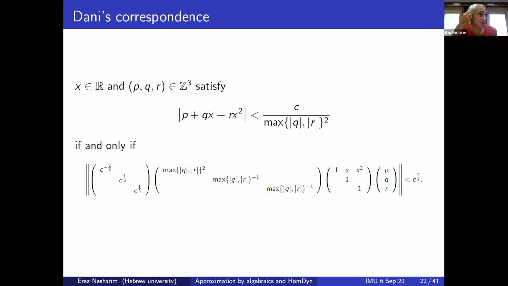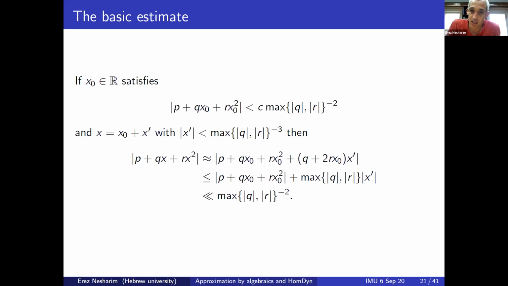So that is the main point, and then what Badziachin-Velani did is they tried to make this analysis very carefully. So you have two relevant quantities. One is the maximum between the absolute value of Q and R, which is the height of the rational line. And also you have this quantity, which is this kind of derivative at the point. So they were following both these quantities and making a very, very careful analysis considering both of them. Somehow I think I don't have time to finish this sentence.